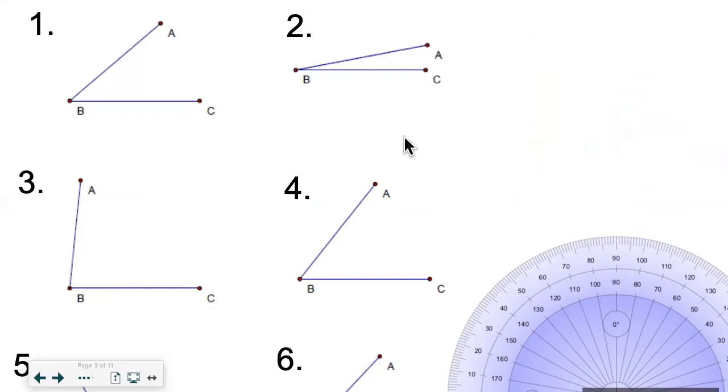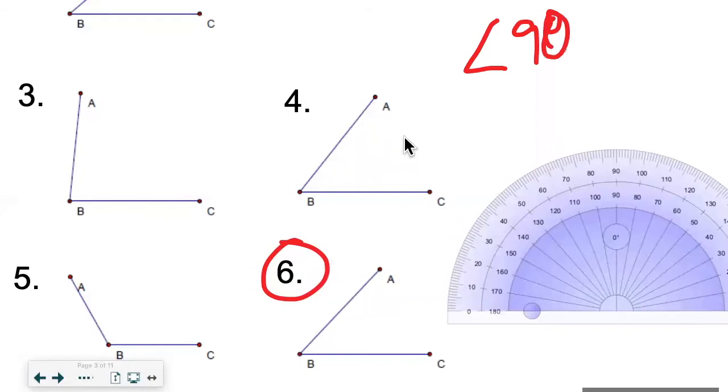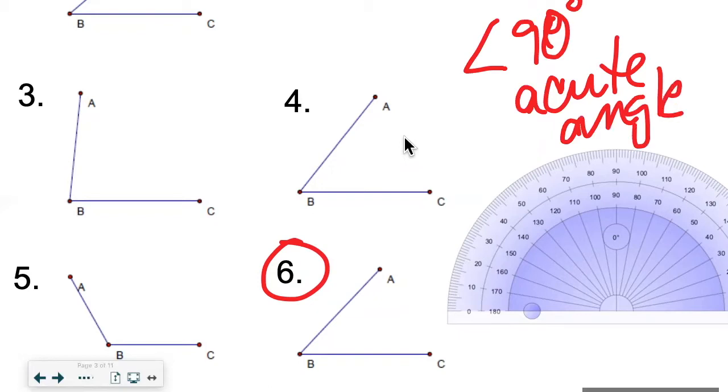So let's take a look at the ones below. Now, number 5 is greater than 90 degrees. Number 6 is also less. When you are less than 90 degrees, we call this an acute angle. And when it is greater than 90 degrees, we call it an obtuse angle.